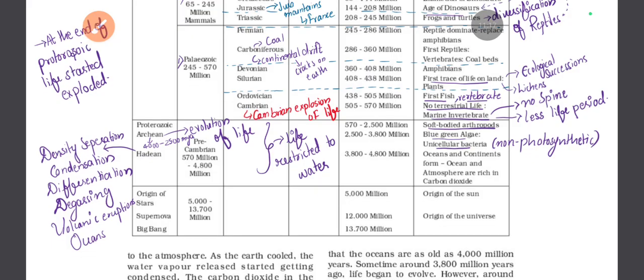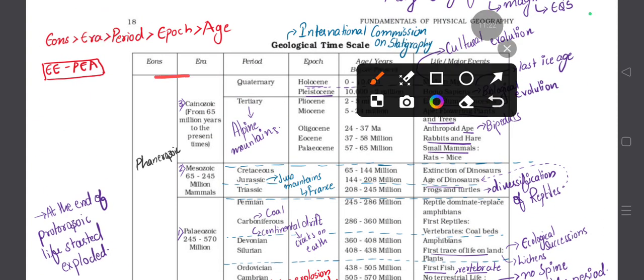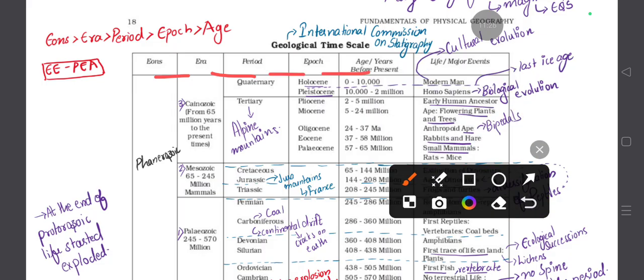I'll repeat it again. I've told you that eons are divided into eras. Eras are divided into periods. Periods are divided into epochs. Epochs are divided into ages. I've told you a mnemonic, that is EEP: Eons, era, period, epoch and ages.